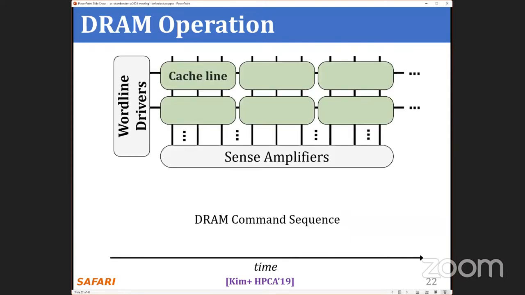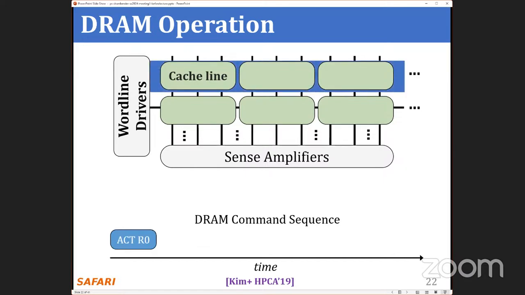So from an architecture point of view, the memory controller accesses DRAM as follows. First, it sends an activate command along with a row address. Let's say the row address is R0. This enables the word line of R0 that connects all the cells in R0 to the sense amplifiers. Once the data of the cells in R0 are sensed in the sense amplifiers, the memory controller can issue a read command with a column address to access specific data in the row.